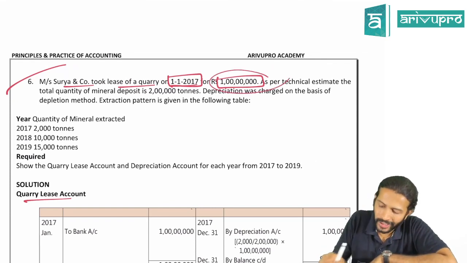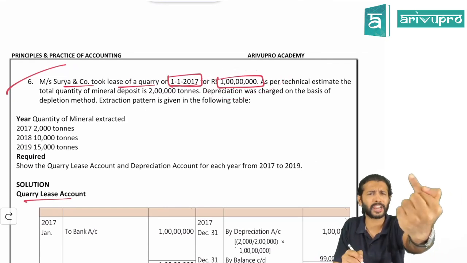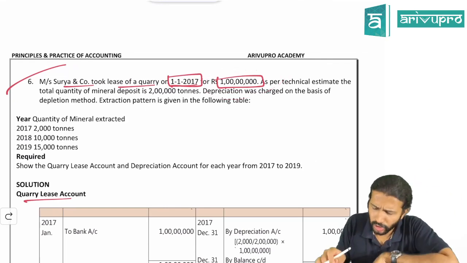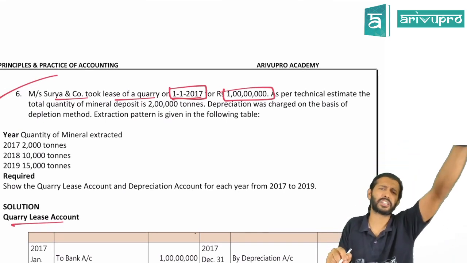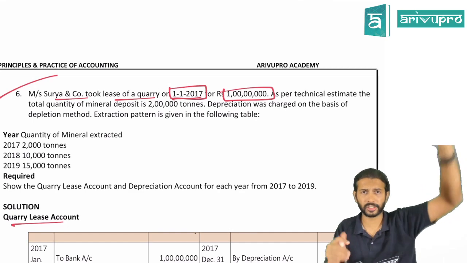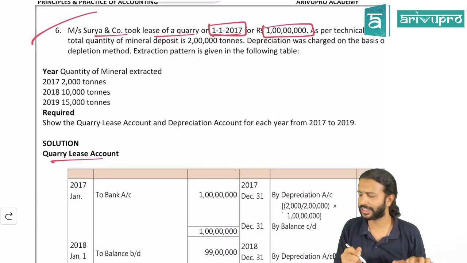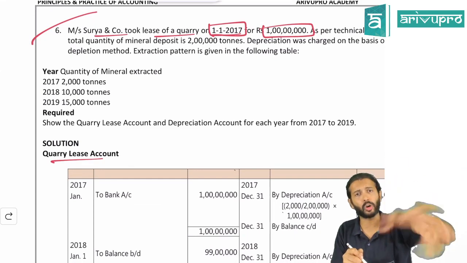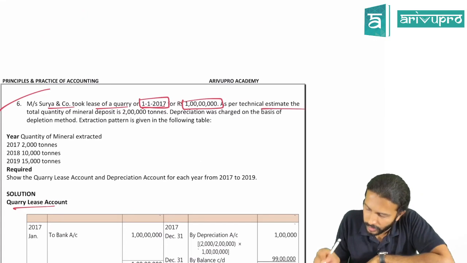Perfect. Why is this a capital expenditure? When you take a quarry on lease, do you think you'll just take it for 1 year? No, generally the period will be 10 years, 15 years, 20 years, 30 years like this. It will generally be for more than 1 year. That is the reason you can show this asset that you have taken on lease as an asset in your books. Now I think I can move forward.